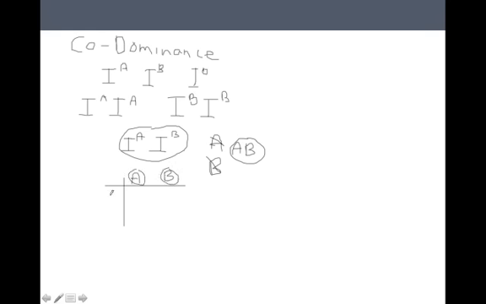If their partner also was AB, half their gametes would be A and half their gametes would be B. To figure out the possible phenotypes of their children, we have an A and an A, a B and a B. Oops, I said that wrong. We have an A and a B. I got a little ahead of myself. We also have an A and a B here.